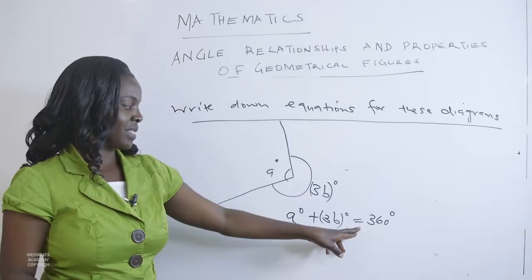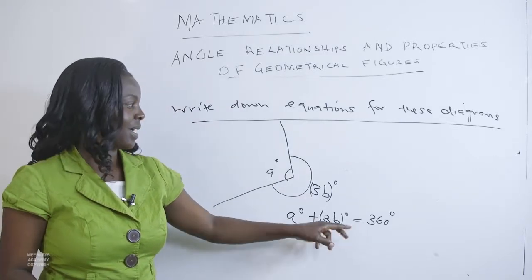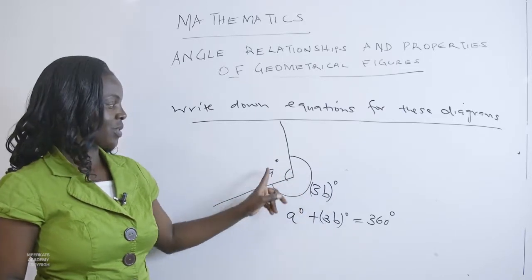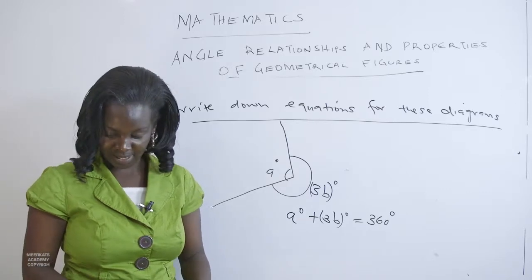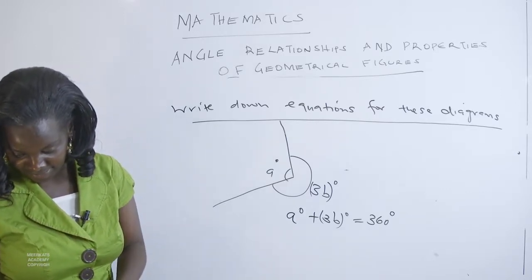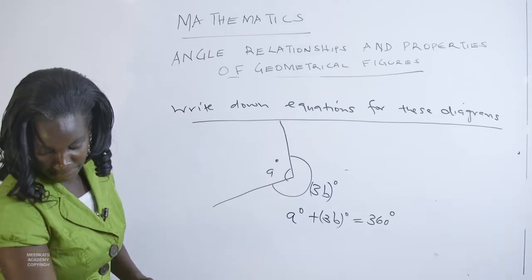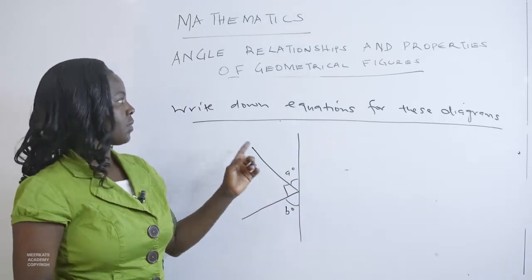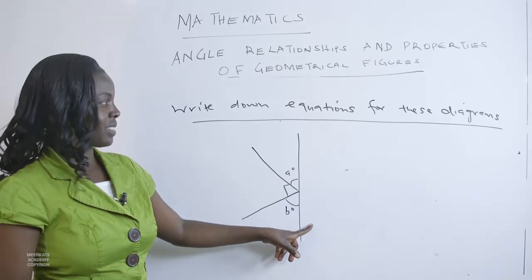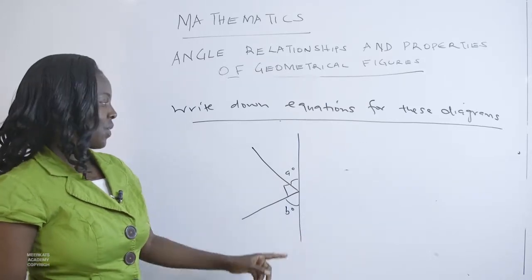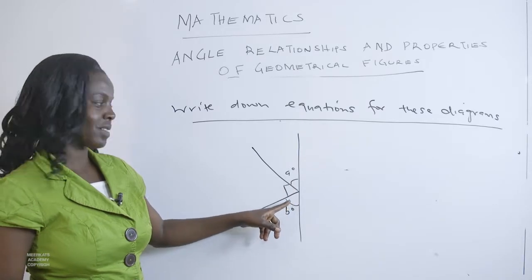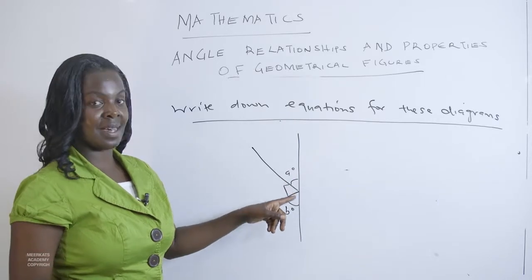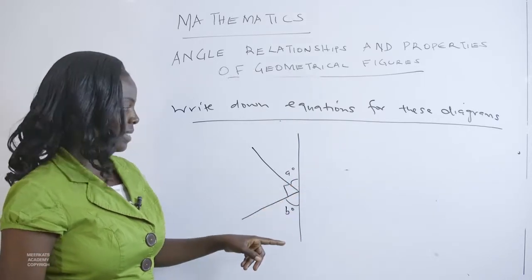So the equation, you must include an equal sign. If we add A and 3B, they should give us a complete revolution, which is 360 degrees. So for this diagram, what is the algebraic equation? We have three angles here on a straight line. What do we know about angles on a straight line? They add up to 180 degrees.